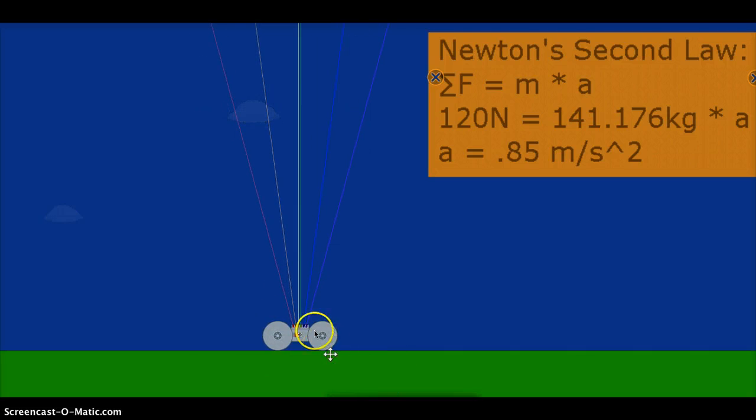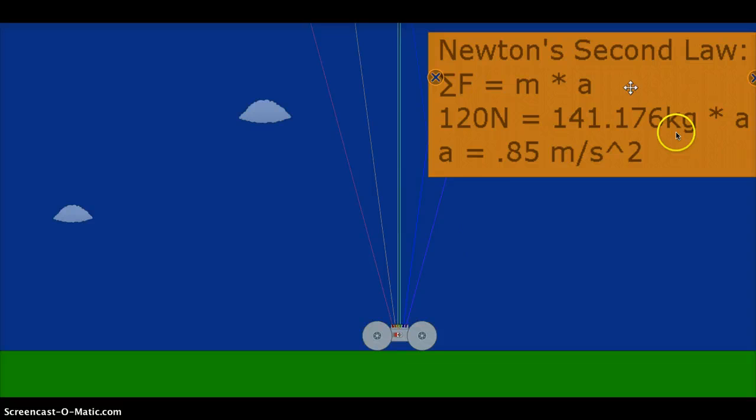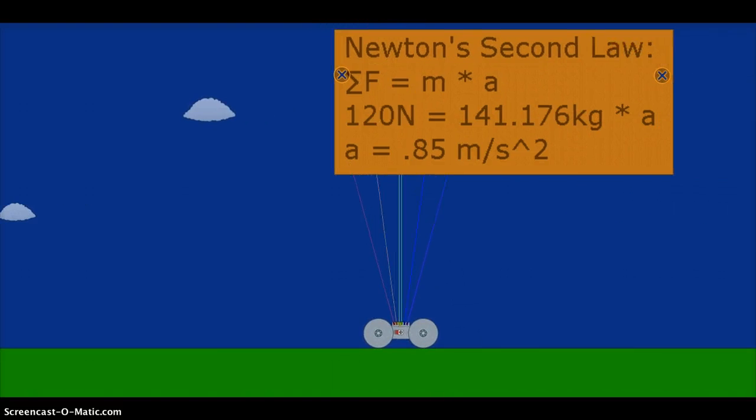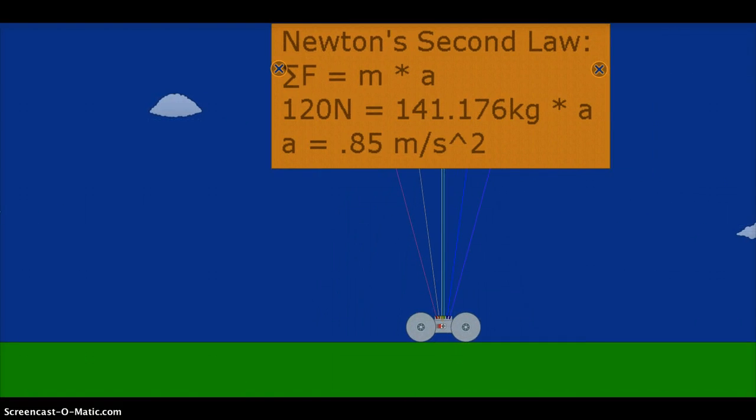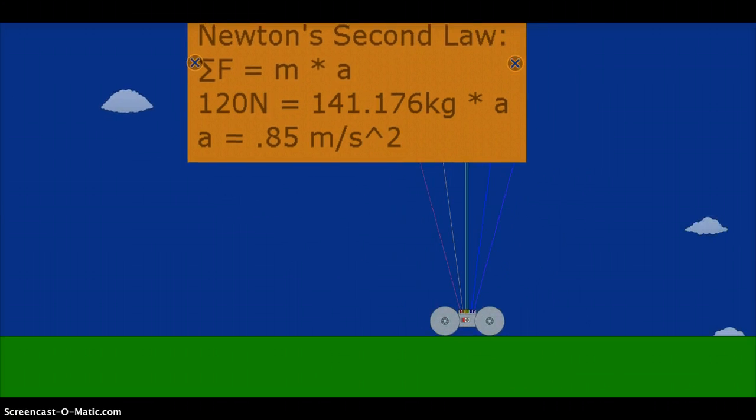Let's pause it. The thruster provides a constant 120 newtons of force, and the total mass of the cart and the wheels, the whole thing put together, is equal to 141.176 kilograms. So acceleration is equal to the force divided by the mass. And so, as you can see, right here, we have the acceleration of the cart: 0.85 meters per second squared.